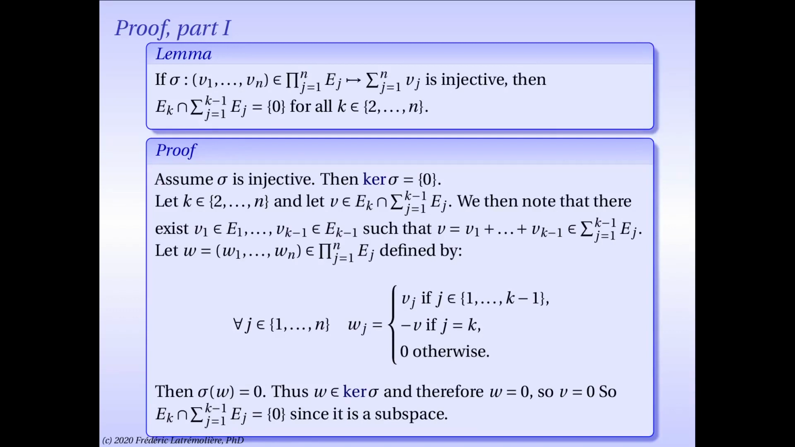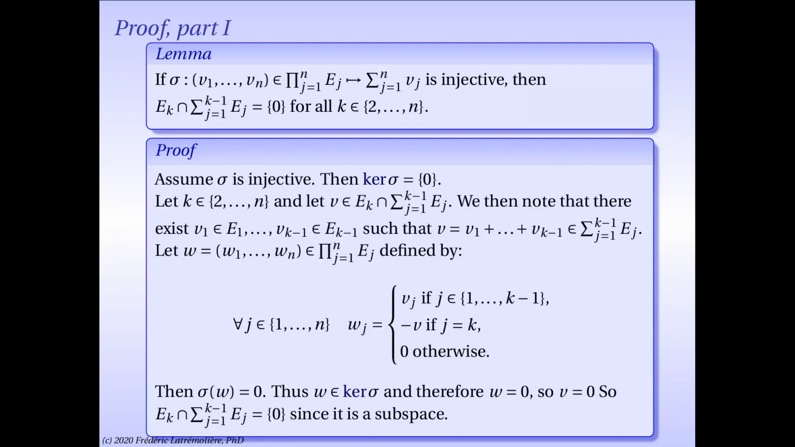So what do I know about sigma of W? Well, it's the sum of all of its coordinates. So it's V1 plus V2 plus V3, etc. plus V(k minus 1) minus V, and then a bunch of zeros. But the sum of V1 plus V2, etc. plus V(k minus 1) is V, so you end up with V minus V, which is 0. What does that tell me? It tells me this W is in the kernel of sigma. What does that mean? It means W is the 0 vector, because sigma is injective. But among the coordinates of this vector W, we have the coordinate of index k, which is minus V. So minus V must be 0, and therefore V must be 0.